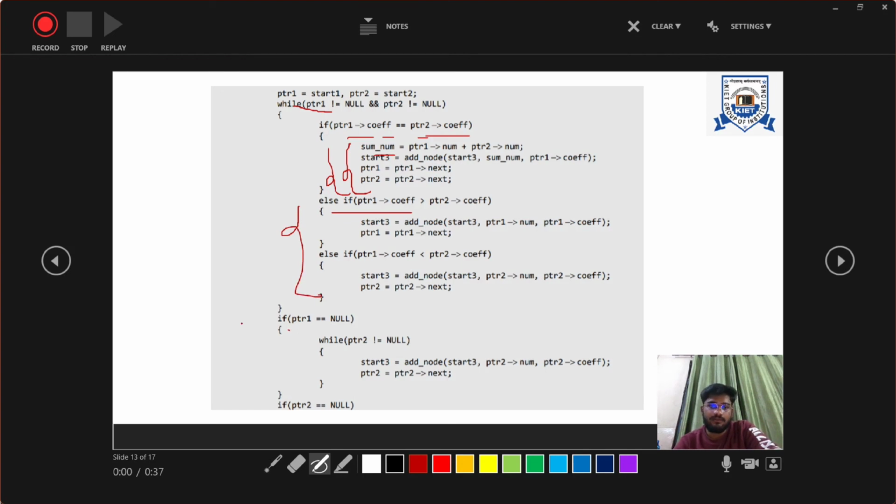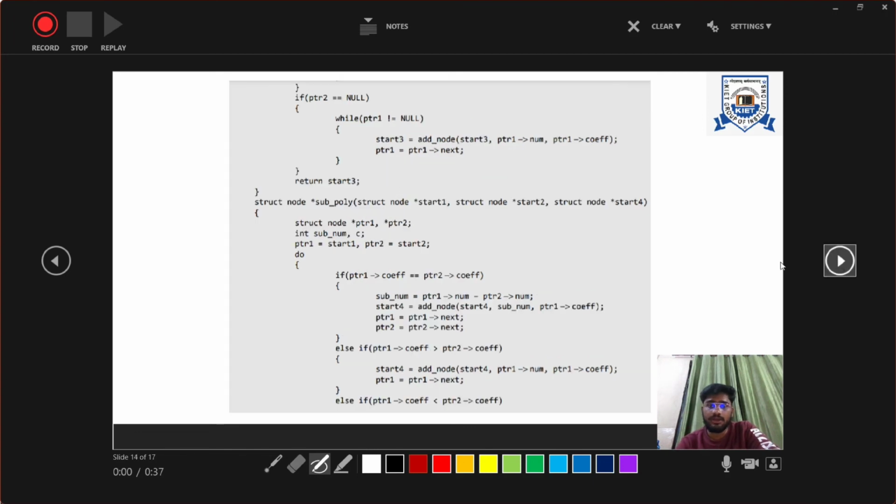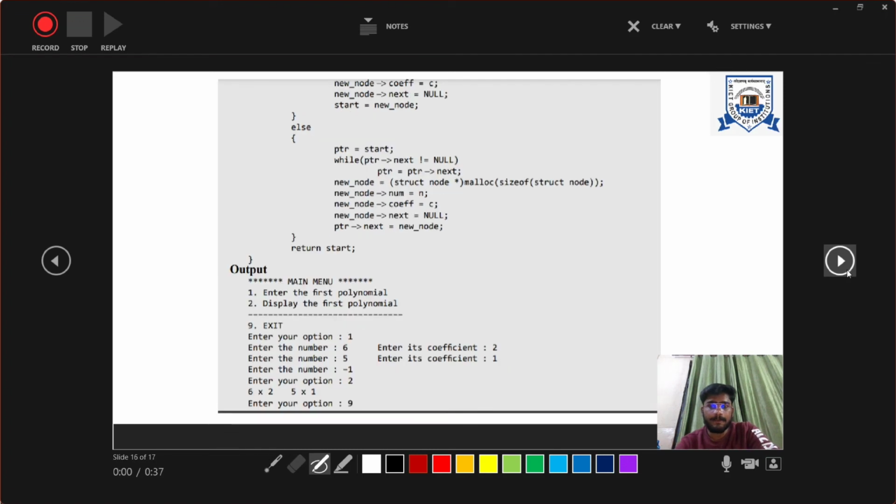Now we will get along with this one. If ptr1 is equal to null, while ptr2 is not equal to null, start3 adds a node with ptr pointing to the num and ptr2 pointing to the coefficient, and ptr2 will hold the value of the next part. If ptr2 is not equal to null, we will point the start3 node to the num and the coefficient part itself. Similarly, we will execute the rest of the code like this, and the final output will be like this.